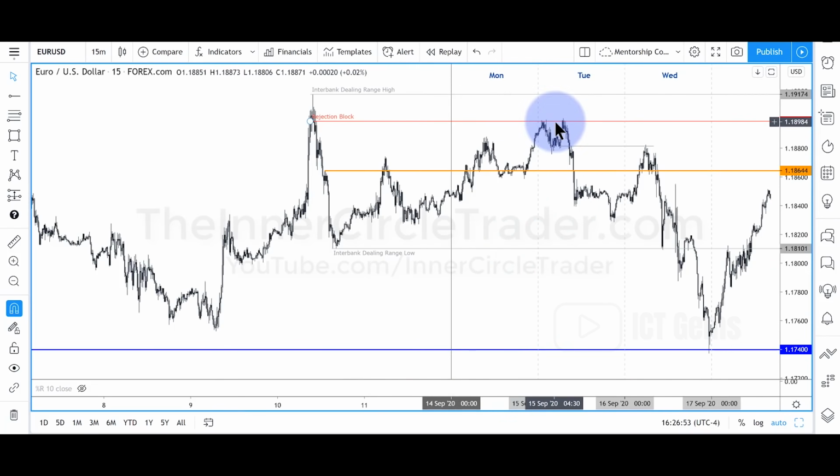Price goes up on Tuesday, trades to the rejection block, and look how far we are above that orange line. Again, that's equilibrium. So anything above this line is a premium. So that's where your high probability shorts are going to occur. But you have to have it in reference to a specific price range. This is the dealing range in which the algorithm is going to work within.